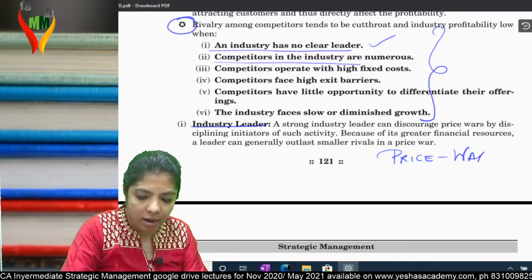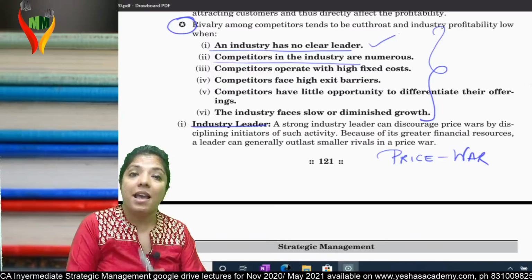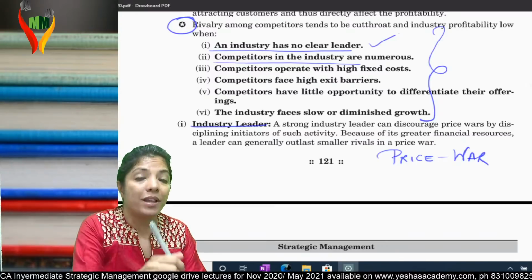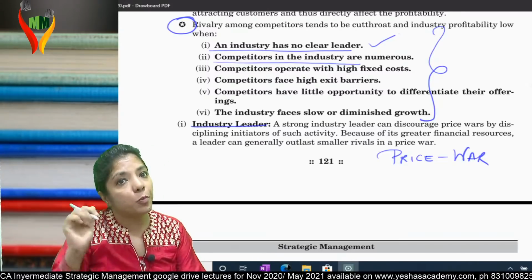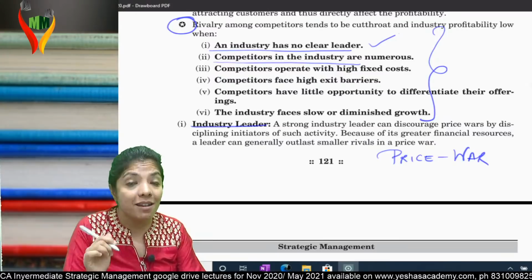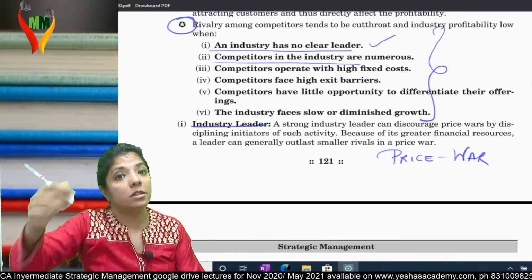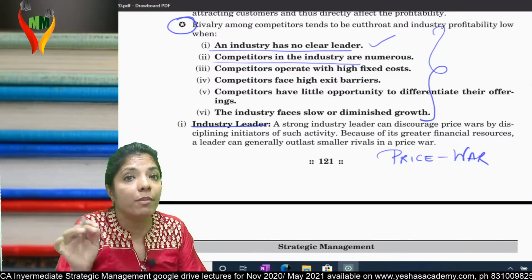Why is there a price war? The reason behind that is my product and my competitor's product are exactly the same. That is the reason behind the price war. Am I clear? Now I can come out of this price war only when my product is different from his.